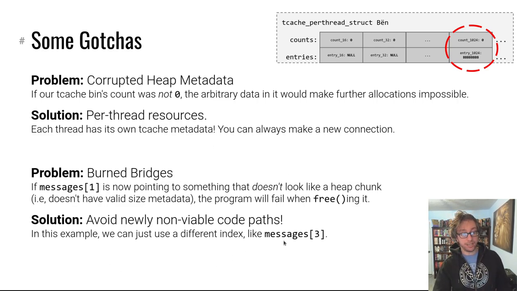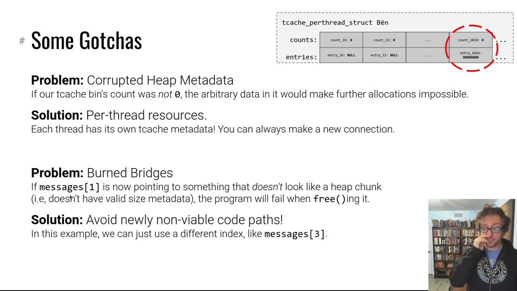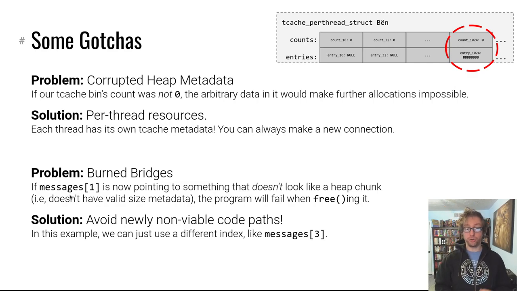The other problem is that our message is now pointing to somewhere inside libc, right? So we allocated a controlled address that we're going to read stuff out of, right? So our message is now pointing to the per thread struct. The per thread struct doesn't look like a chunk, right? It's not pointing to the per thread struct. It is pointing before the per thread struct to where the arena metadata that had libc. And that doesn't look like a chunk. Specifically, it doesn't have the right metadata.